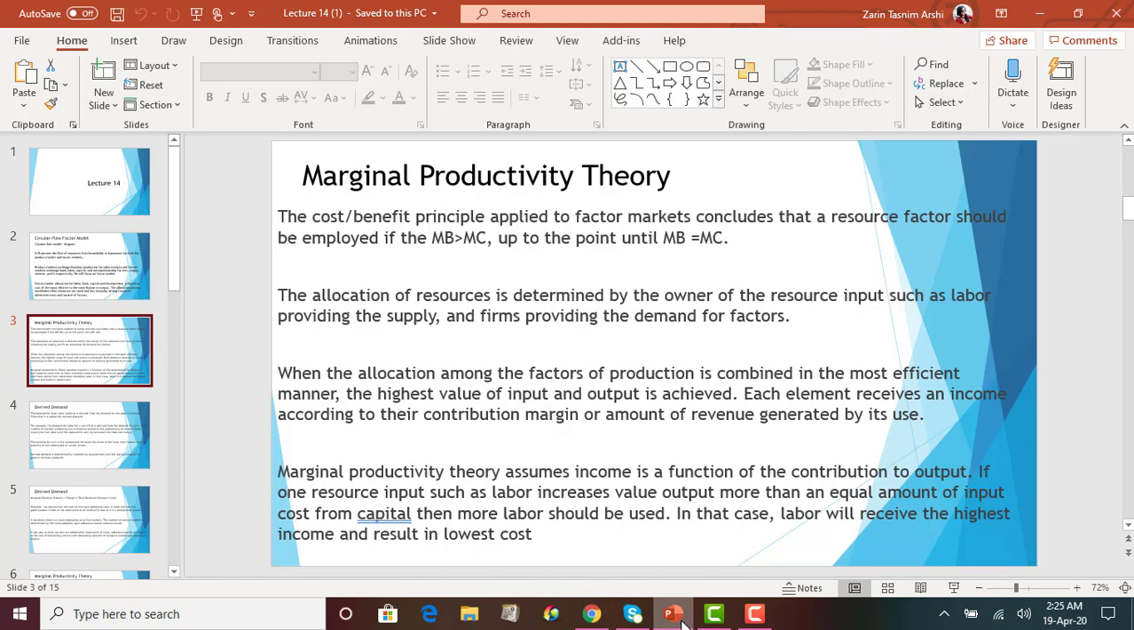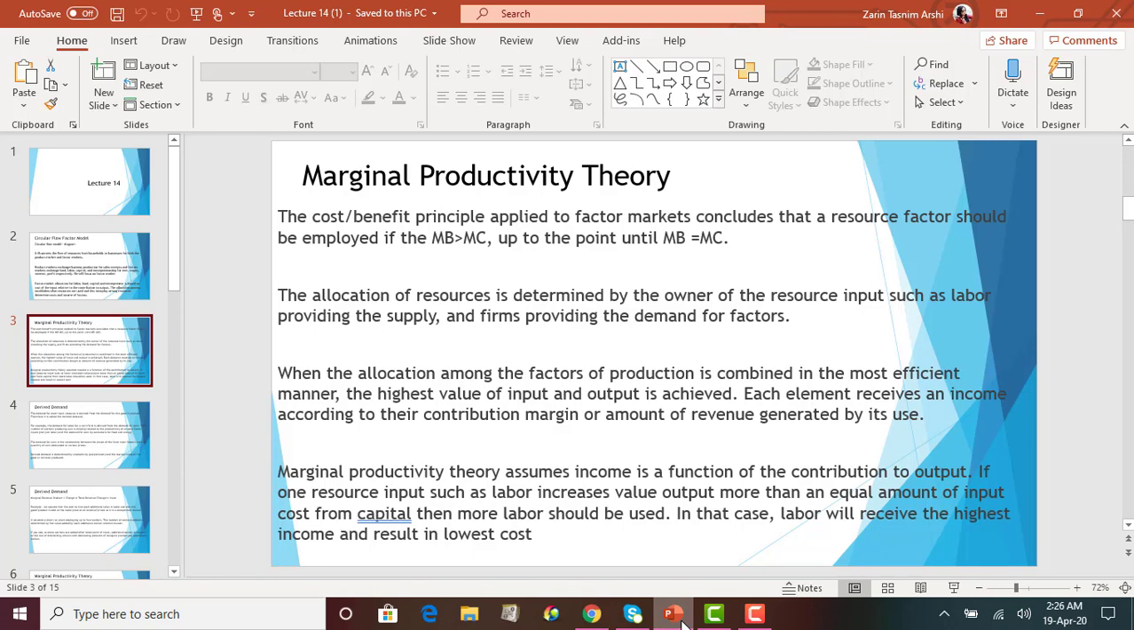Marginal productivity theory also assumes that income is a function of contribution to output. So that is what the theory is saying: if you contribute more, your income will be more. If one resource input such as labor increases value output more than an equal amount of input cost from capital, then labor should be used. In that case, labor will receive more income and result in lower cost. So that's the marginal productivity theory, what I just said.